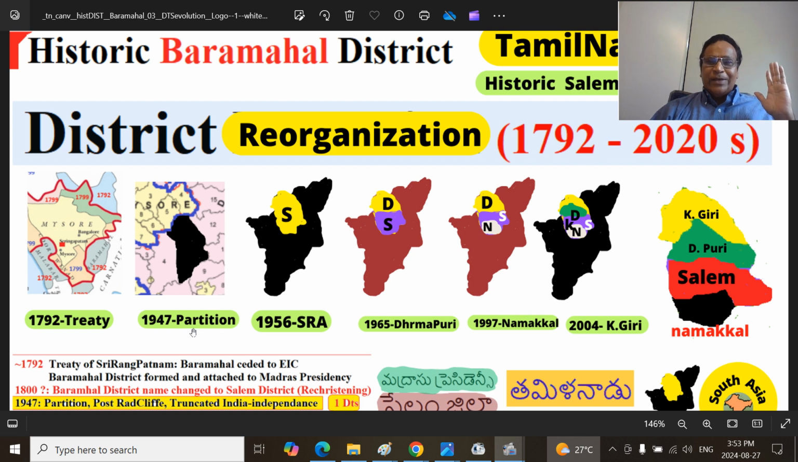So the important points in this reorganization are the Third Mysore War and Treaty, partition and independence in 1947, the capitulation of the Congress Party to Jinnah's Party, then the State Reorganization Committee, that is the linguistic reorganization. Then 1956 to 1965, the Dharmapuri district is formed, and take 2000 as the beginning of the third millennium. Then 3 years back is Namakkal district formation, and 3 or 4 years later, finally Krishnagiri district formation.